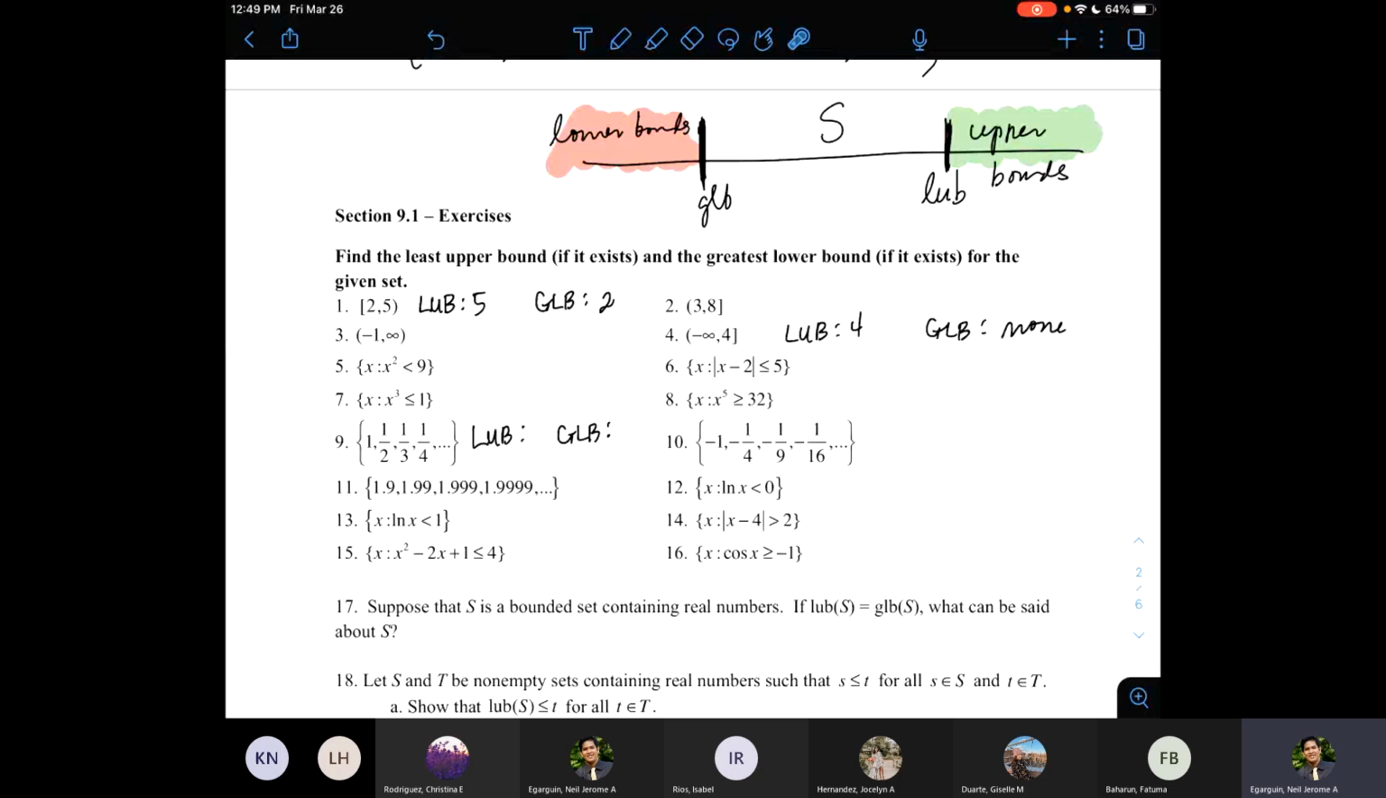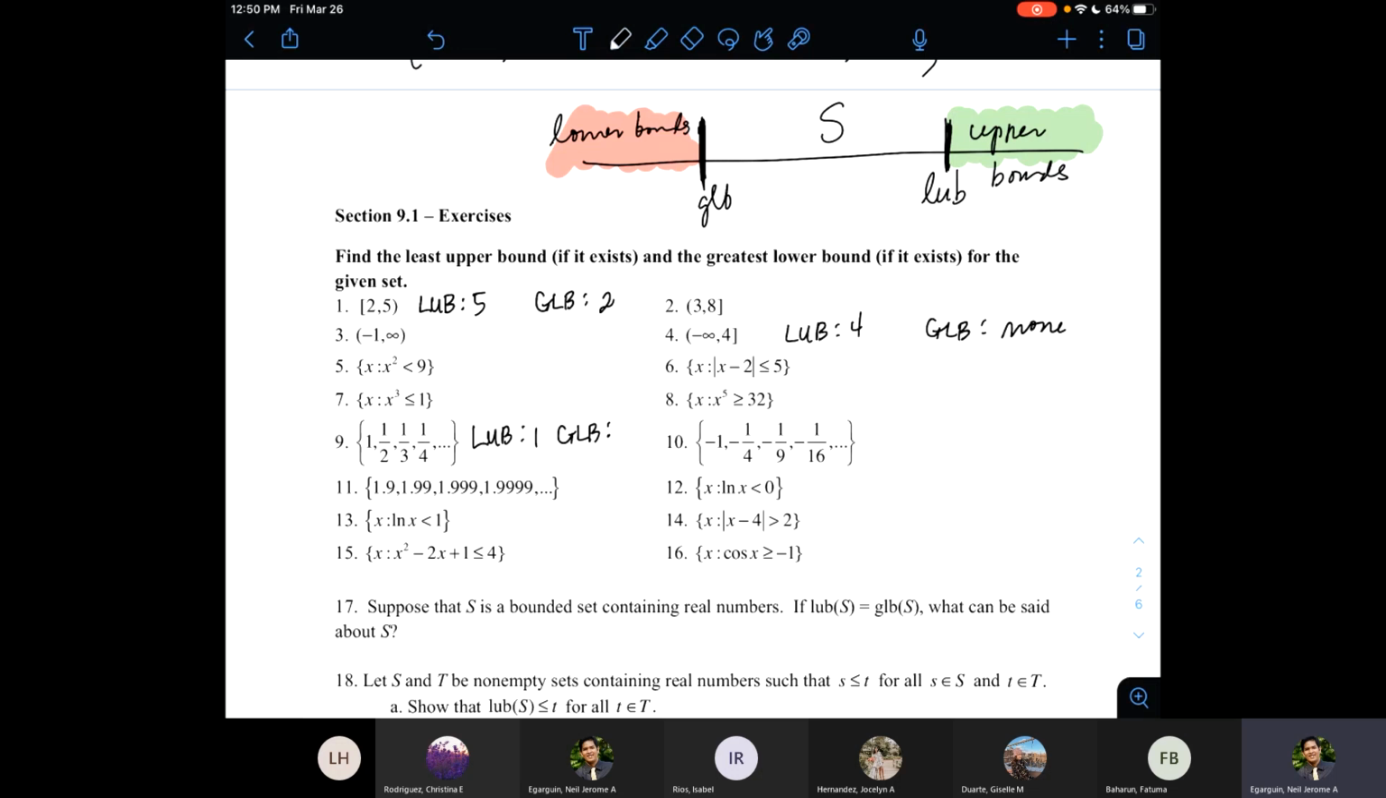But is that the smallest? Yes, actually. Because if you go smaller than 1, then that is not an upper bound anymore because 1 is included in the set. And probably that's what confused you, because upper bounds or least upper bounds and greatest lower bounds can be inside a set. Okay. How about the greatest lower bound?